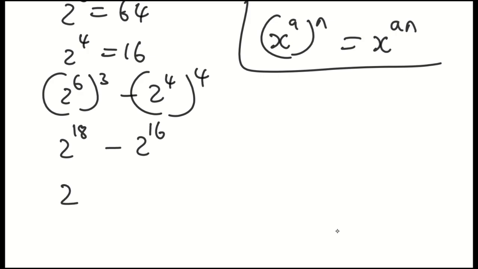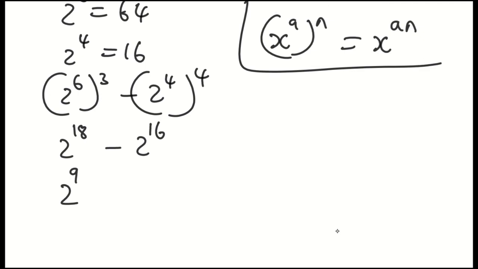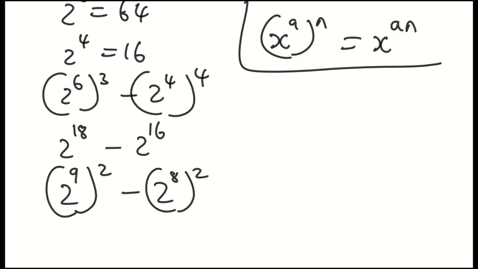I'm going to write this as 2 raised to the power of 9 times 2. You know, I already told you this particular law of indices, where you have x raised to the power of a, bracket n, it can be what? x raised to the power of a n. So that's what I'm going to do here. All right, so if you multiply 9 and 2, you get what? 18. So nothing has changed. Then what about this? 16 will be what? 8 times 2. So 2 raised to the power of 8 and then raised to the power of 2. You see what I have now? Now I can talk about difference of two squares, because this is a square and this is a square.